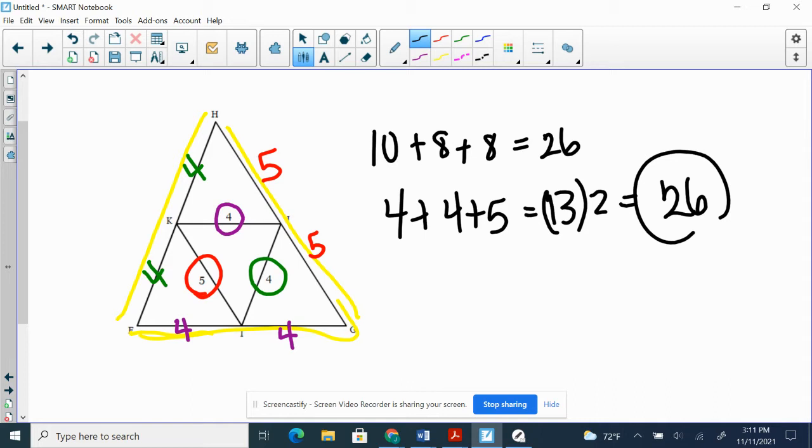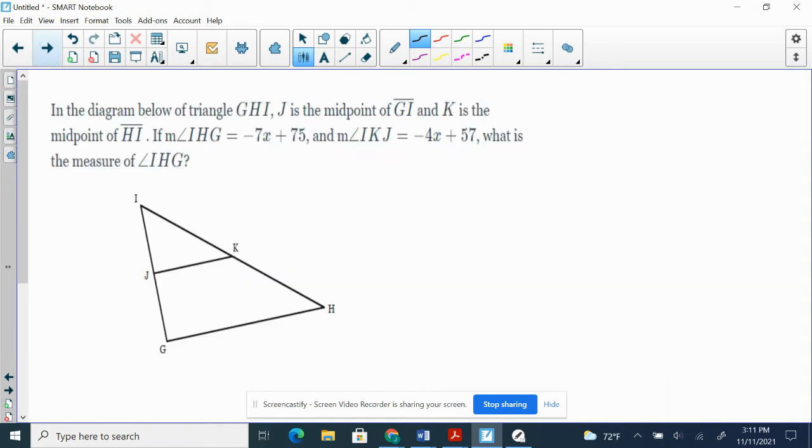Again, whichever way works for you. Highly recommend colors, though. So now we're looking at angles and less marking, so not all three mid-segments. It says that angle IHG is negative 7x plus 75, and then IKJ is negative 4x plus 57.